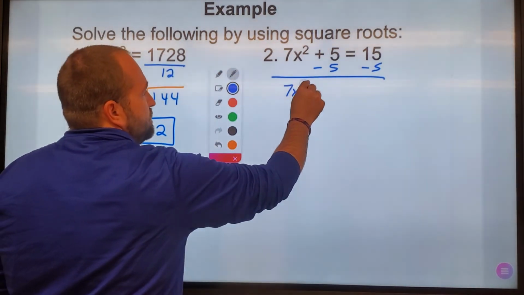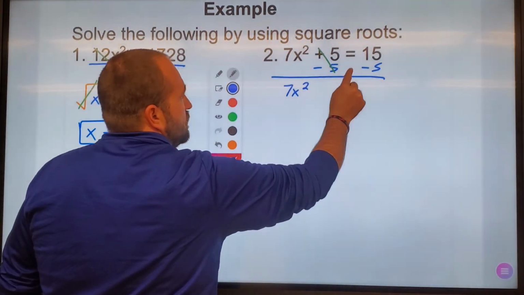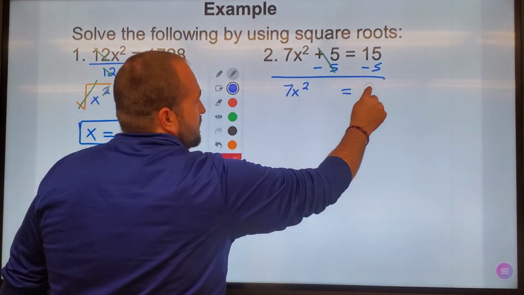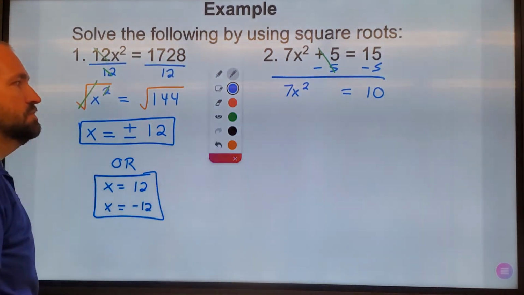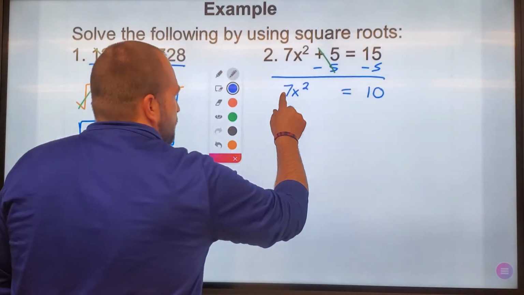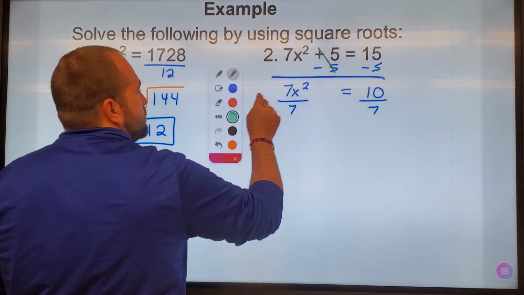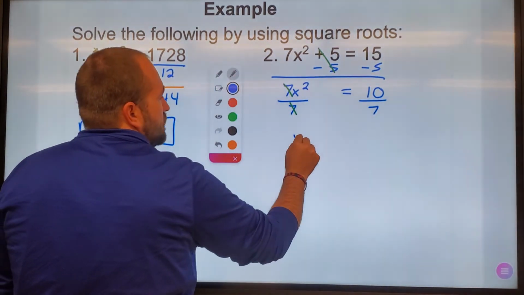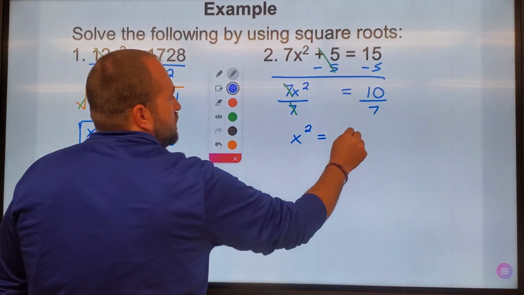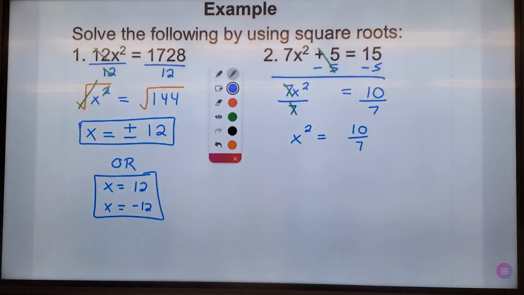Then things come down. I have 7x squared left. These cancel. Equals. Okay, come straight down. 15 minus 5 is 10. I'm going to then divide both sides by the coefficient. Again, if I have it, I have a 7 here. That leaves me x squared equals 10 over 7.